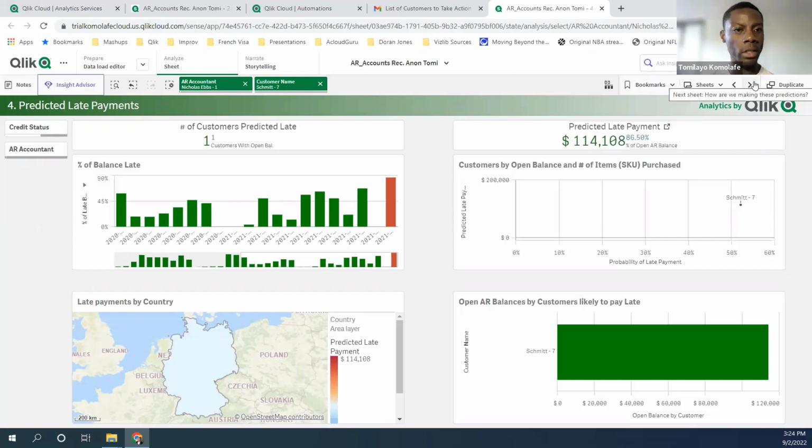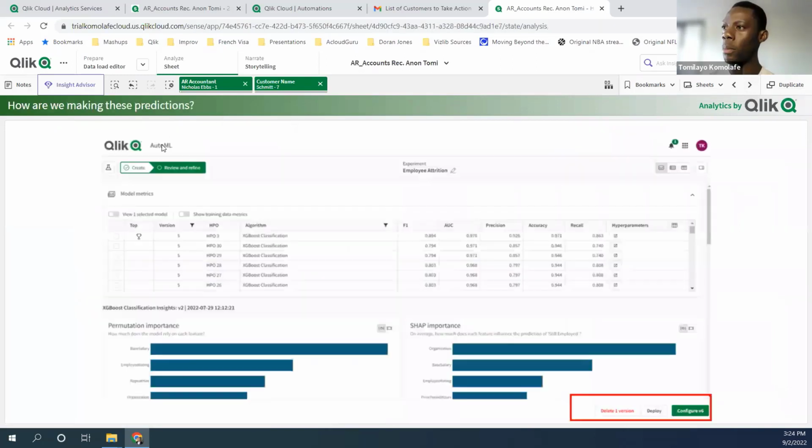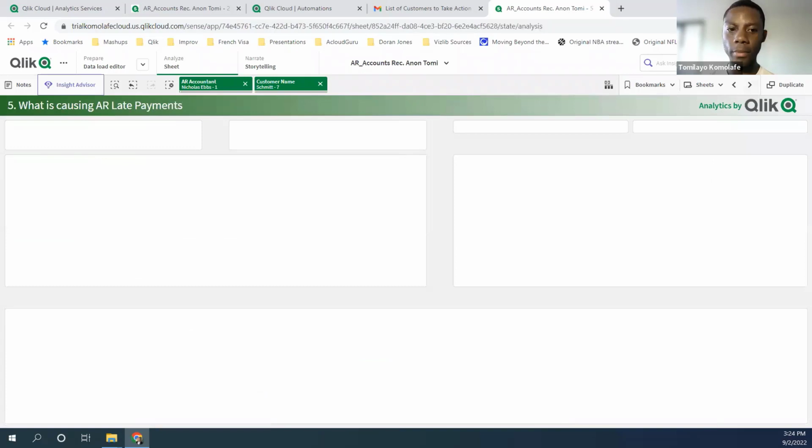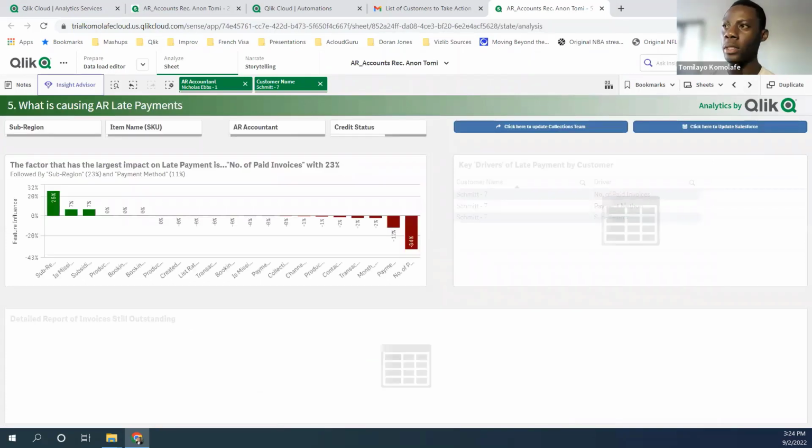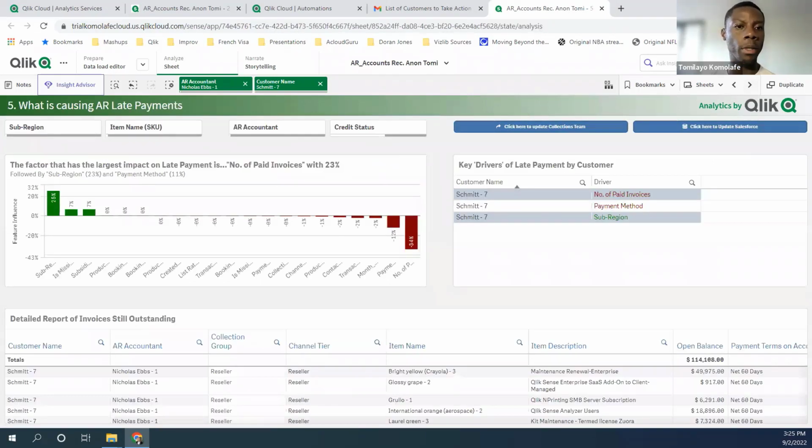And if I go into the next screen, you're going to see a brief screenshot of this capability in action. It's called Qlik AutoML. And when I go to the next sheet, you'll see how the insights I'm getting from Qlik AutoML helps me understand not just what's going to happen, but why it's happening. If I go into the next sheet, now let's take a view here to understand what is causing AR payments for all these different customers.